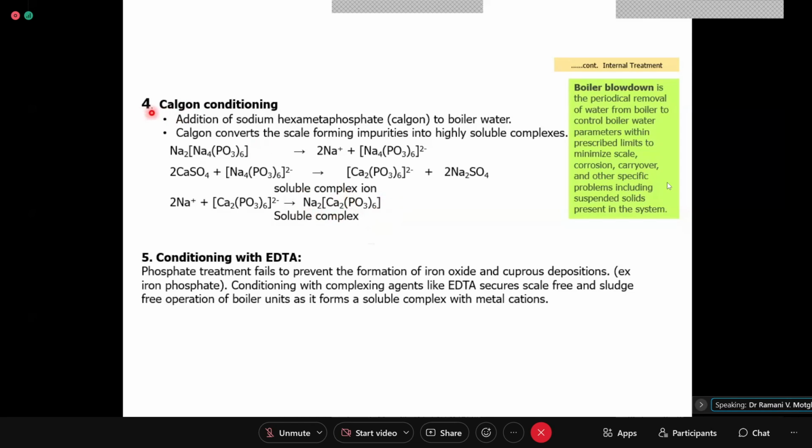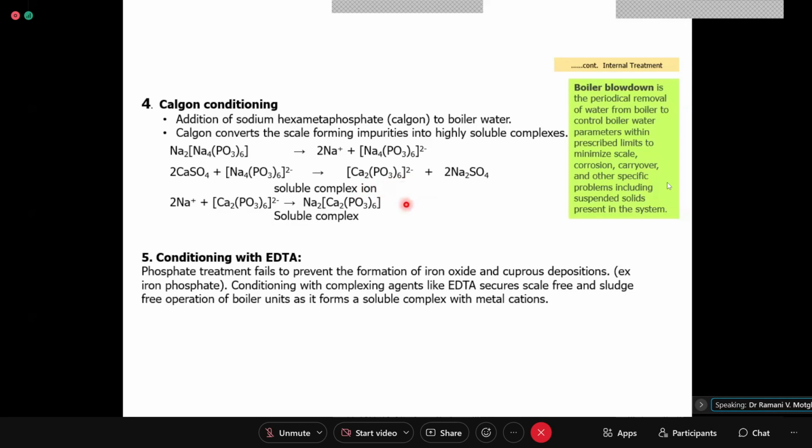So the basic principle of Calgon conditioning is treating the boiler feed water with sodium hexametaphosphate, which reacts with the scale forming salts, producing a water soluble complex, and thus calcium, which may precipitate out as scale, is converted into a soluble complex which remains in water.